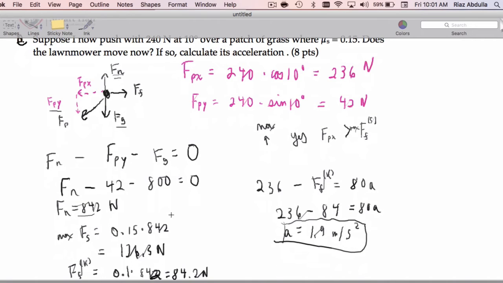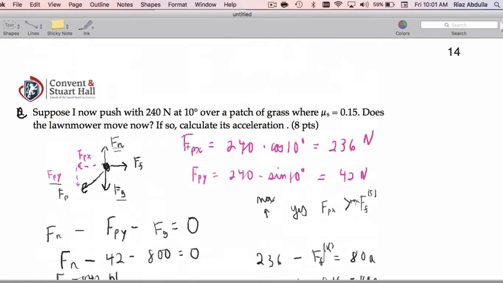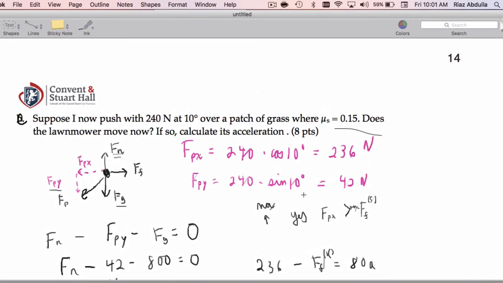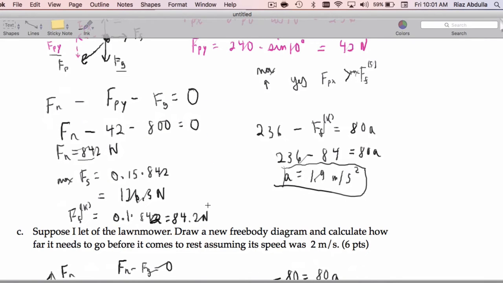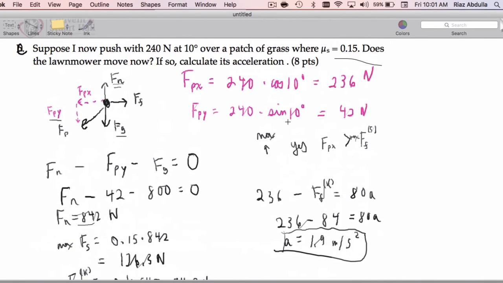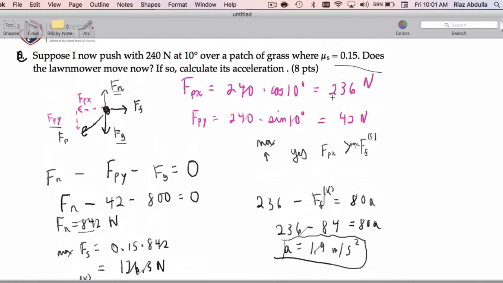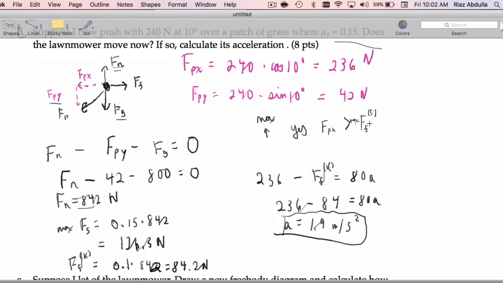From there, we calculate the maximum possible static friction as 0.15, because we have a new coefficient, times the normal force, which gives us 84.2 newtons. Comparing, the horizontal component of force is 236 versus a static friction of only 126. So yes, we do move. But now that we know we're moving, we switch over to kinetic friction. So we have 236 minus 84.2 equals 80 times a. When we simplify, we get an acceleration of 1.9 meters per second squared.